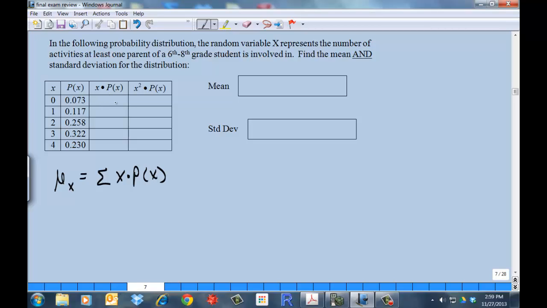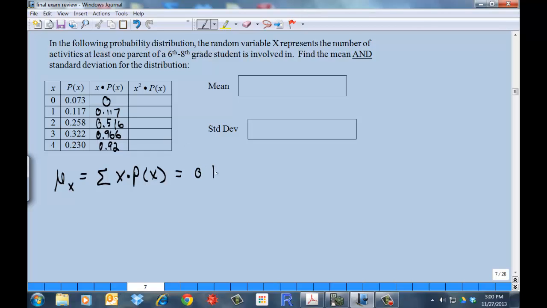So we're essentially just going to multiply 0 times 0.073, and that gives us 0. And then 1 times 0.117 gives us 0.117. And 2 times 0.258 gives us 0.516. And then 0.966 and 0.92. So the mean is just going to be the sum of these values.